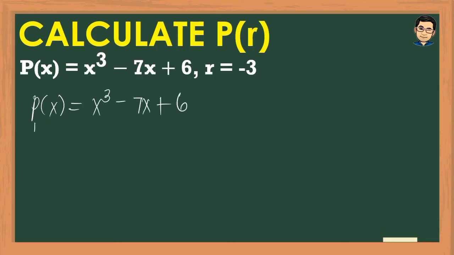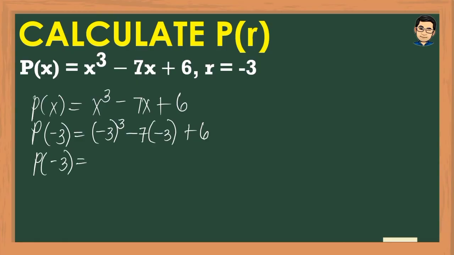Okay. And then, P of x, that is P of negative 3. Isa-substitute natin yung negative 3 in place of x. So, magiging the quantity of negative 3 cubed minus 7 times negative 3 plus 6. Next, P of negative 3 equals, so negative 3 cubed, so imumultiply natin yung negative 3, 3 times sa sarili niya. Okay, so negative 3 times negative 3, that is positive 9, times negative 3, that is negative 27. Next, negative 7 times negative 3, so negative times negative, that is positive 21.